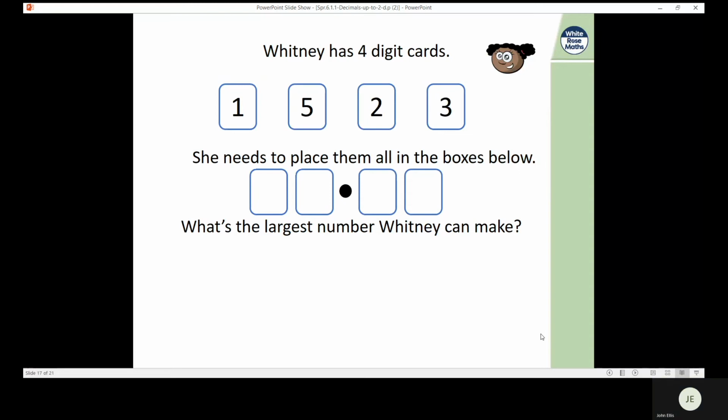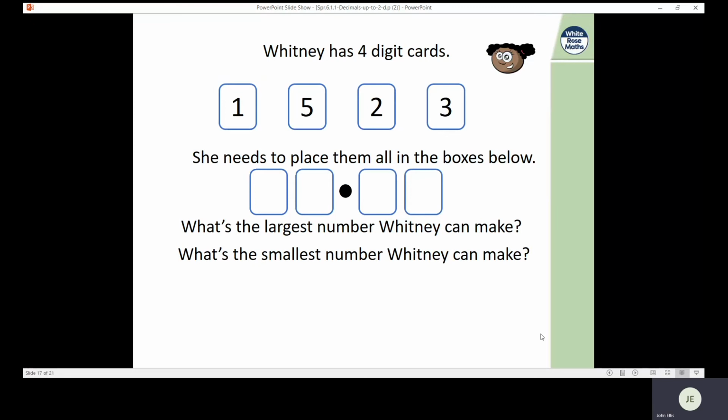So, because of place value, I know that starting from the left, which would be the first box, you can see on the left-hand side, that's going to be the biggest amount. And then they get progressively smaller because we're going down towards the right into the decimal. So I'm going to pick my 5 there. Then I'm going to pick my 3 there in the next box, then my 2, and then my 1. Now, that's going to give me the largest number.